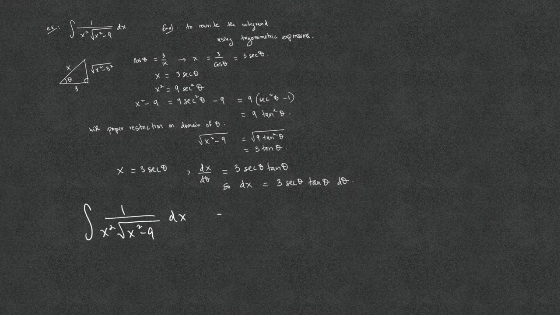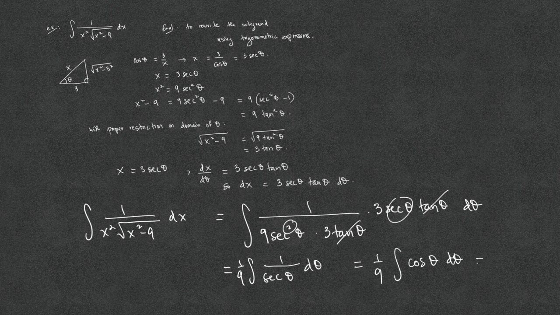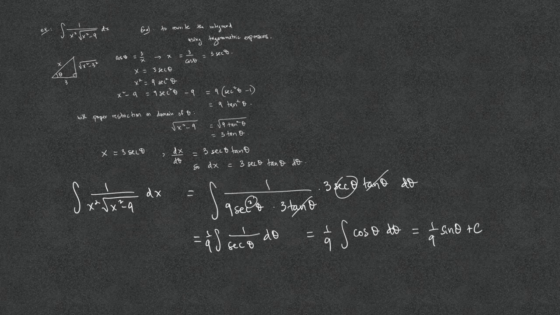The integral of 1 over x squared times the square root of x squared minus 9 dx is now the integral of 1 over 9 secant squared theta, times 3 tangent theta, for the square root of x squared minus 9, and dx is 3 secant theta tangent theta d theta. Cancel out secant theta and tangent theta. To simplify this, we have 1 over 9 times the integral of 1 over secant theta d theta. But 1 over secant is cosine, and so we have the integral of 1 over 9 cosine theta, which is 1 over 9 sine theta plus c.